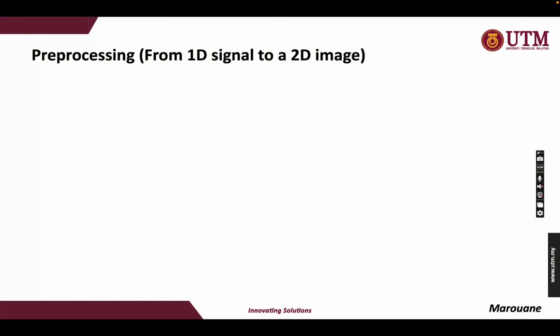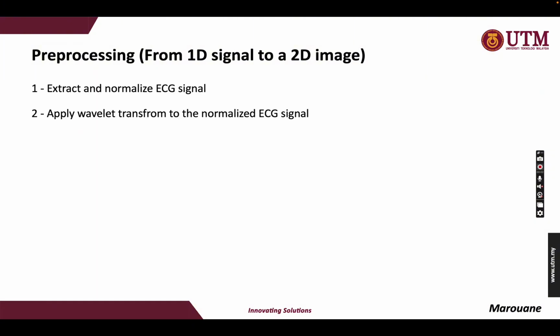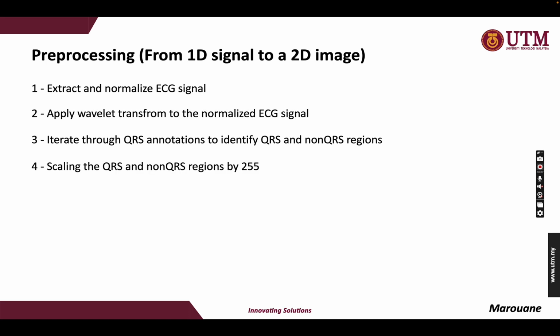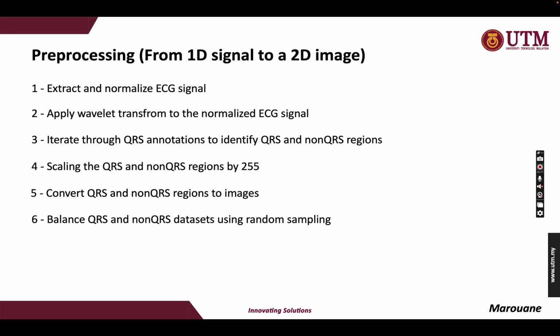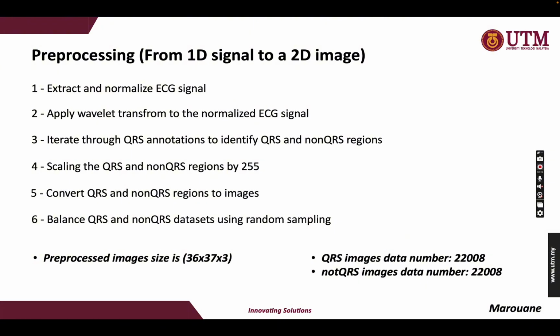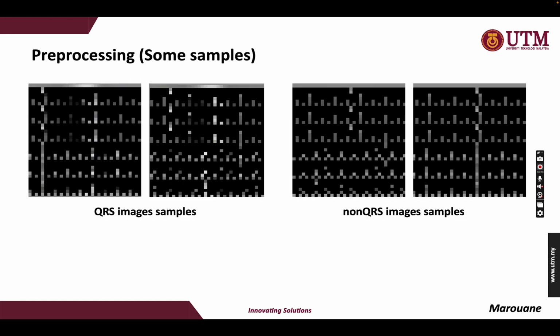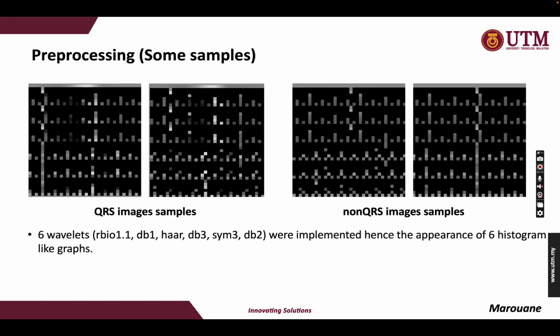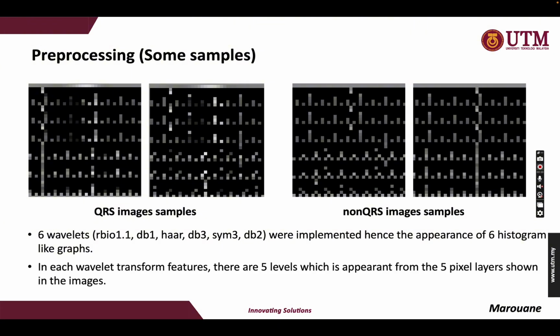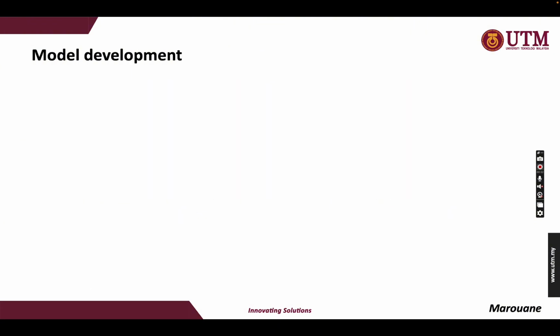To convert the ECG signal to image, first we extract and normalize it, then apply the wavelet transform. Then we iterate through QRS annotations to identify QRS and non-QRS regions, scale them to 255, convert them to images, and finally balance them using random sampling. As a result, we get a dataset of two classes, each with 22,008 images of size 36 by 37 by 3. So these are samples, a QRS sample and a non-QRS sample. As you see, there are 6 images concatenated which define the 6 wavelet types used, and each image has 5 pixel layers which define the wavelet level used.